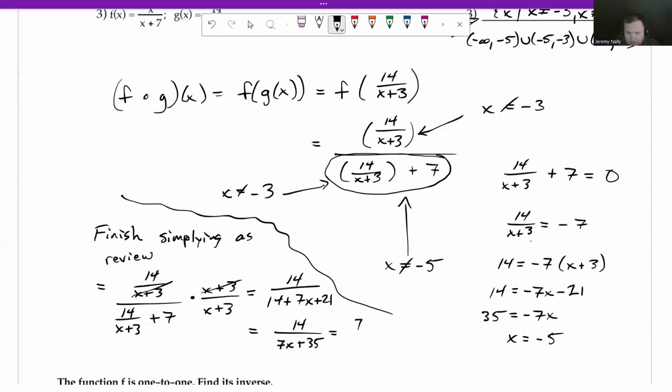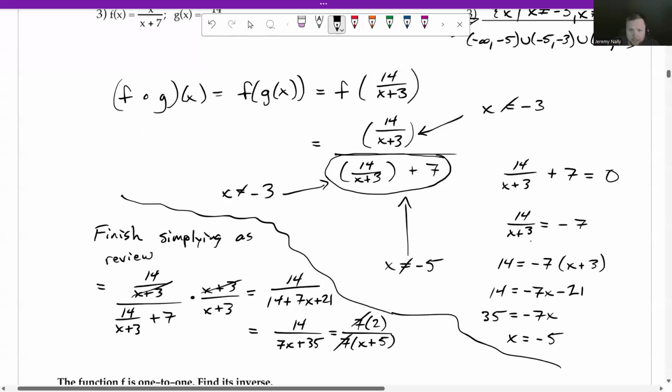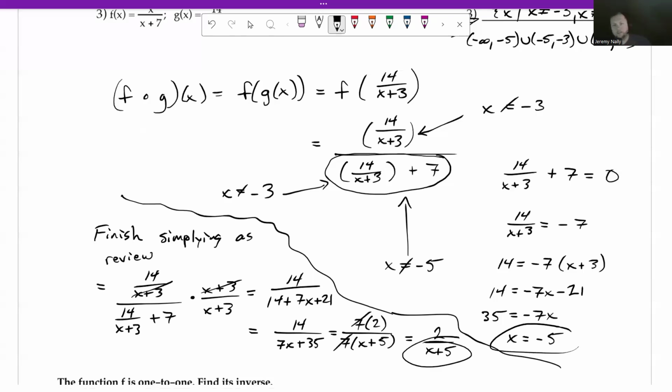And then up top, I can factor a 7 out. On the bottom, I can factor a 7 out. And then these can cancel. And then finally, we get something that simplifies to 2 over x plus 5. So if you would have just gone through and simplified that, you can clearly see that that's just an alternative way.